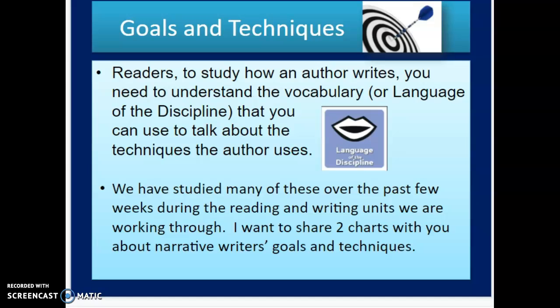So today we're going to study how an author writes. In order to do that, you need to understand the vocabulary or the language of the discipline that you can use to talk about the techniques that the author uses. We've studied many of these over the past few weeks during the reading and writing units that we are working through. I want to share two charts with you about narrative writers' goals and techniques.